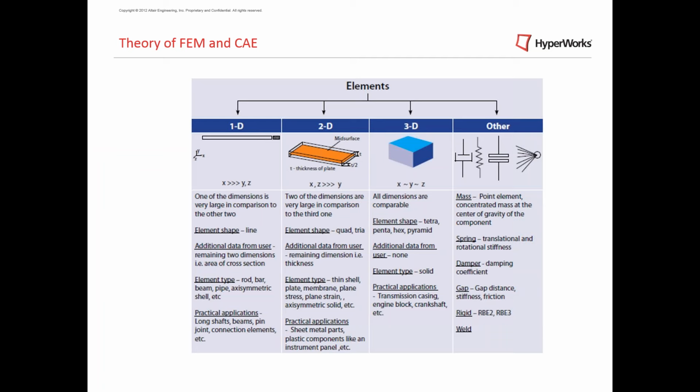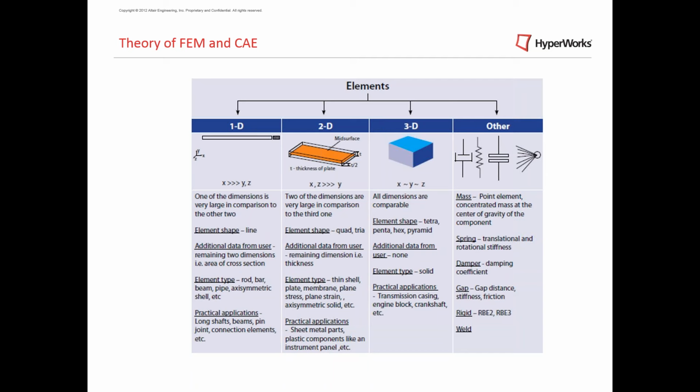2D elements. They are used when two of the dimensions are very large compared to the third one. Element shape is quad or tria. Additional data from the user is the remaining dimension, that is the thickness. Element types are thin shell, plate, membrane, plane stress, plane strain, axisymmetric solid, etc. Practical applications are sheet metal parts, plastic components like instrument panels, etc.